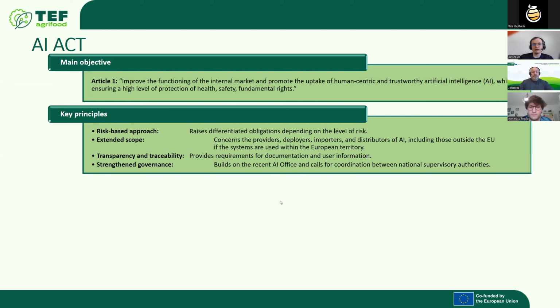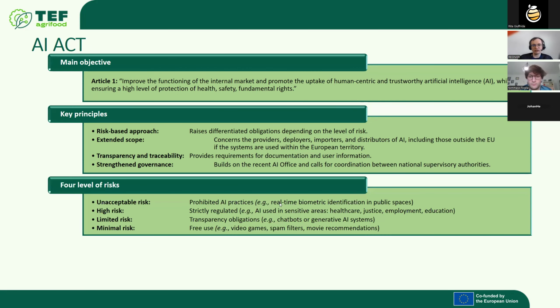Its main goal is not to slow down innovation, but to make sure that AI is developed and used in a safe, ethical, and responsible way. So, the EU wants AI to be human-centric and trustworthy. That means AI should support people, not replace responsibility, and not put fundamental rights at risk.